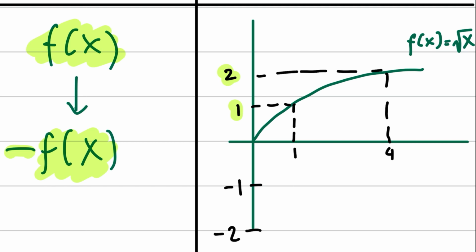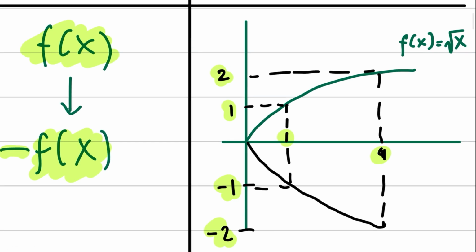Wait, let me use black one. As you can see, you multiply all the y values with negative, but you keep the x value same. Or if you look geometrically, this is like reflection in the x-axis. So this is the f(x) equals to, or maybe I write down the new one, minus square root of x.